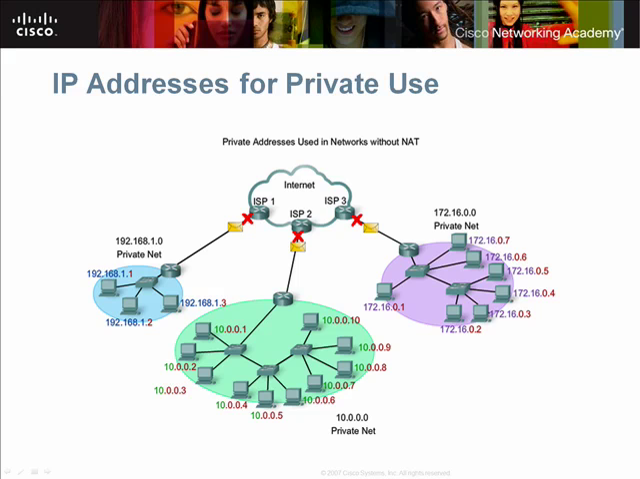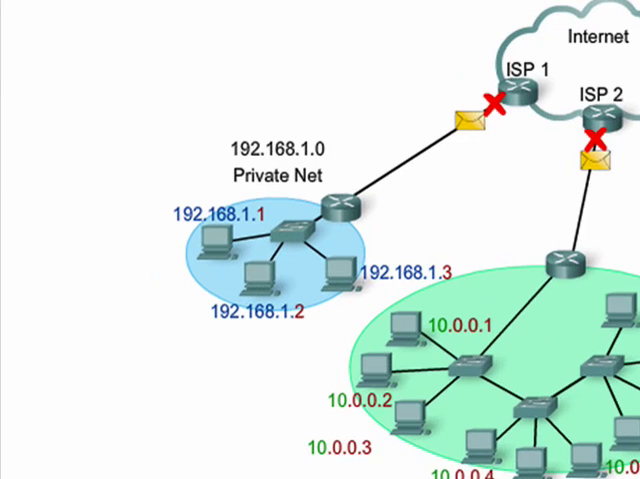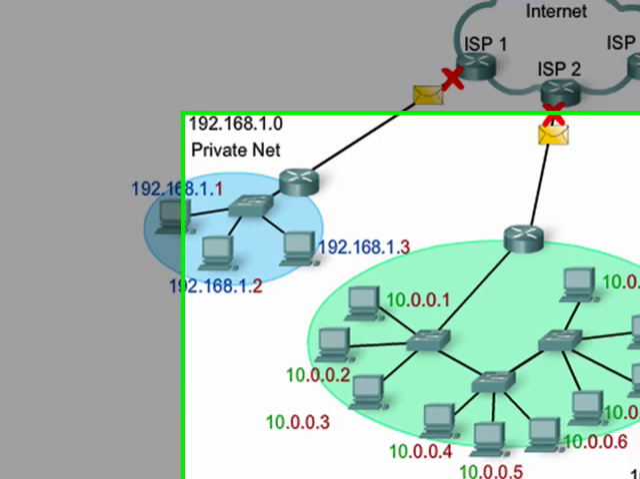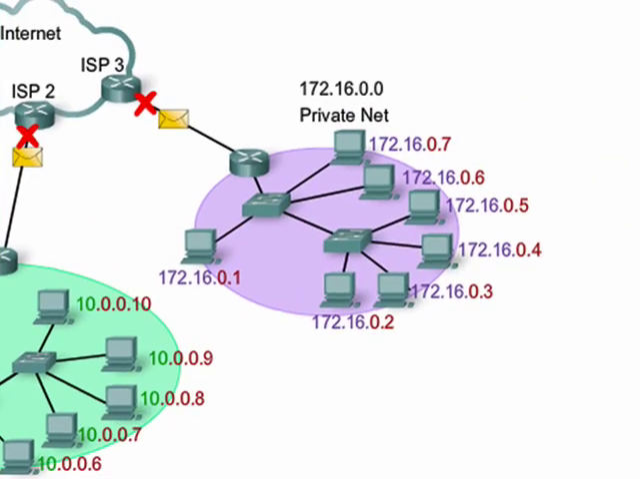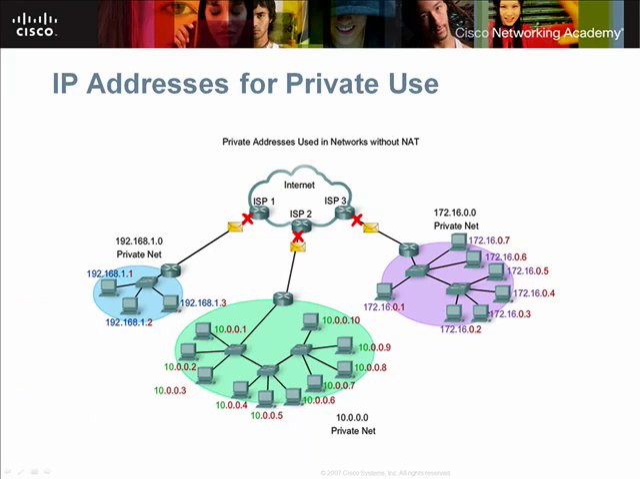IP version 4 also includes blocks of addresses that are called private addresses. These addresses are designed to be used within an organization and are not used on the Internet. This graphic shows some examples: the 192.168 network, the 10 network, and the 172.16 network. Private addresses are used to extend the life of the IP version 4 address space, which has been consumed by the proliferation of IP addressable devices. Privately addressed hosts that wish to communicate over the Internet must have their private addresses translated into public addresses.